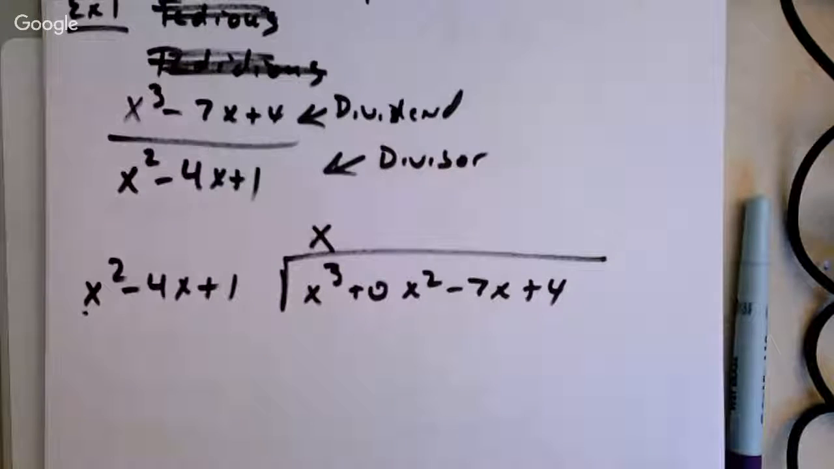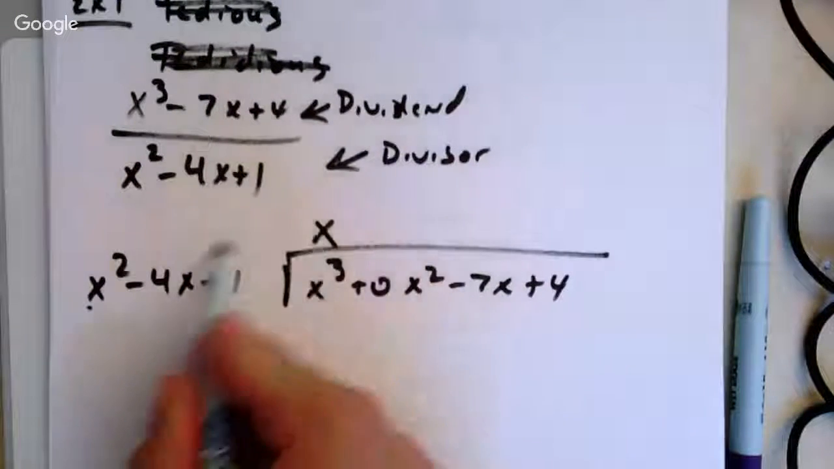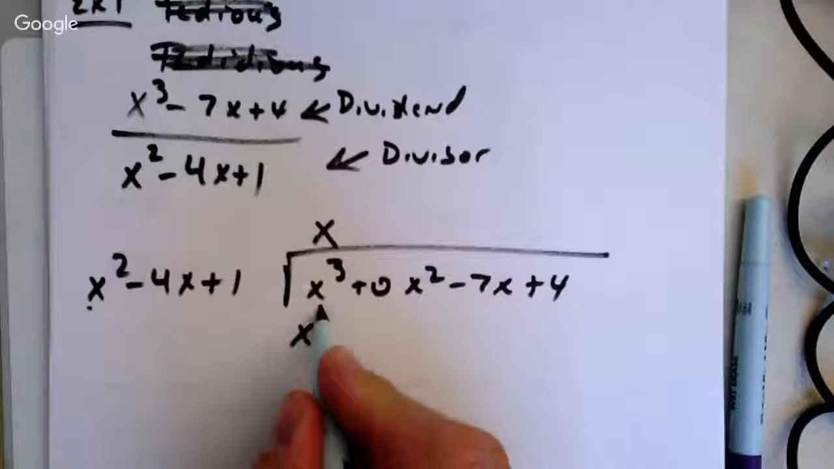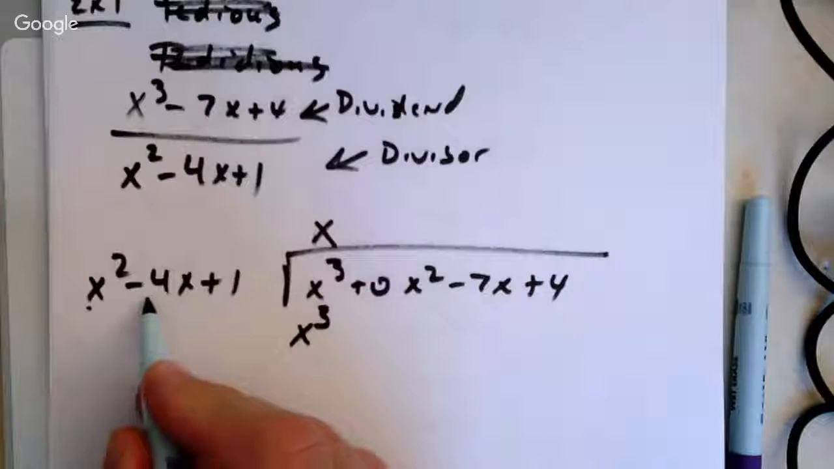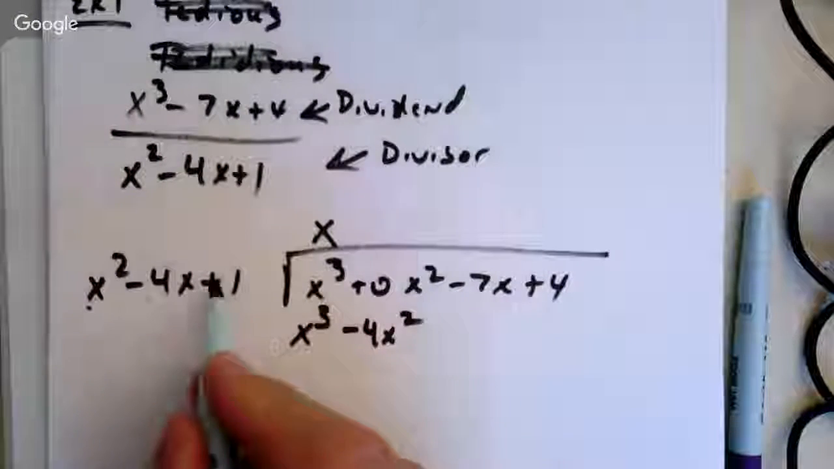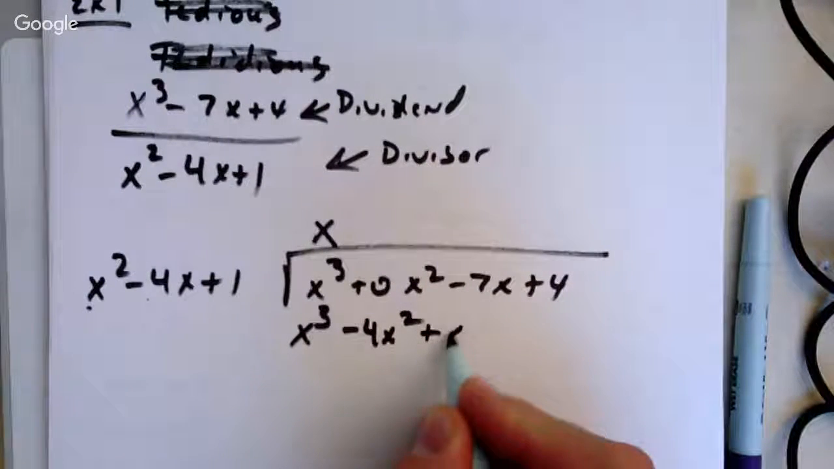Synthetic division is different than number division because we can only eliminate one term at a time. So what do I do then? It's kind of like FOIL. I FOIL these out. So I get x times x, so there's x cubed, x times negative 4x, which gives me negative 4x squared, and x times 1, which gives me a plus x.